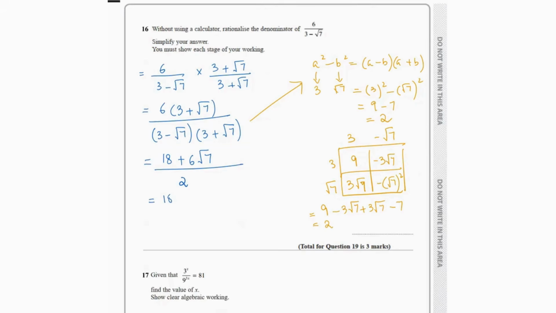So now 18 divided by 2 plus 6 root 7 divided by 2. 18 divided by 2 is 9, 6 divided by 2 is 3, so 3 root 7. We don't divide the root 7 by 2, we're dividing 6 by 2. So 6 divided by 2 is 3. So this is your answer. And we can see that the denominator has been rationalized. There is no radical in the denominator. The radical, which is the 3 root 7, is in the numerator now.